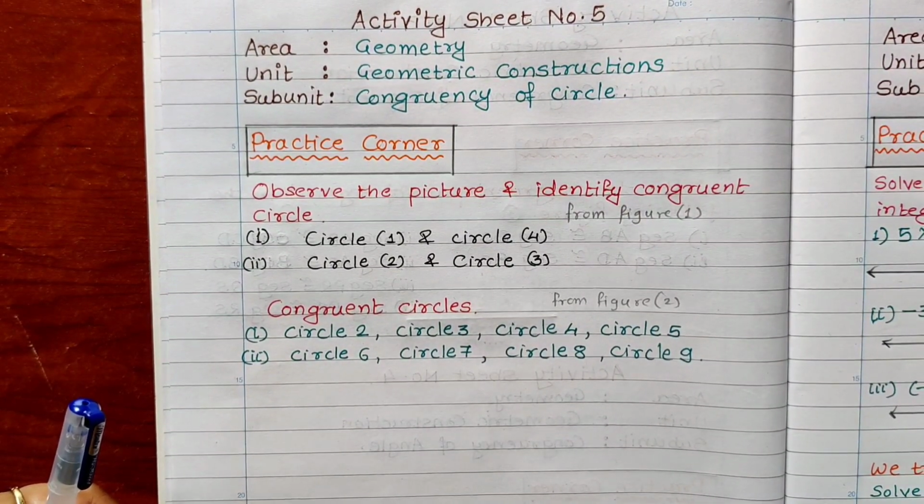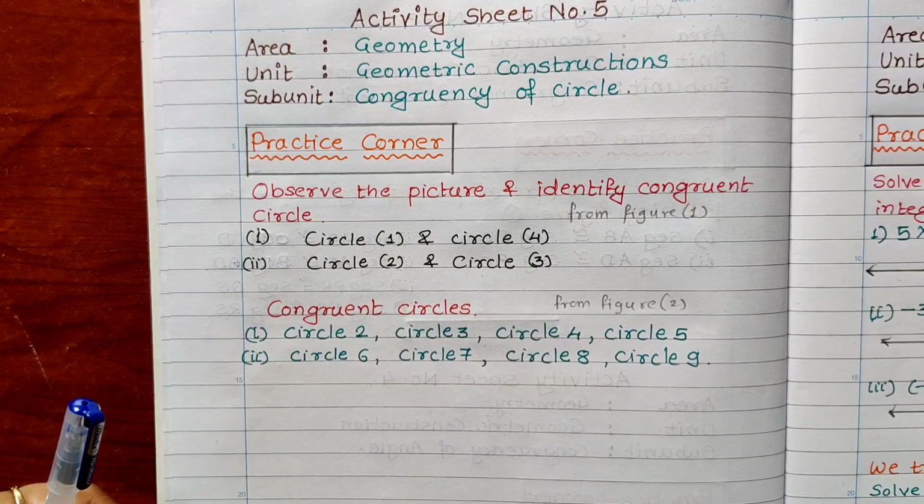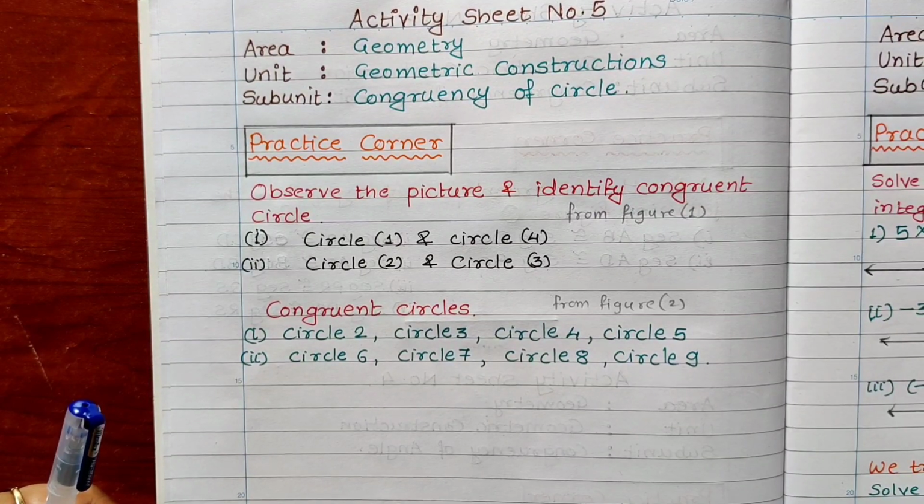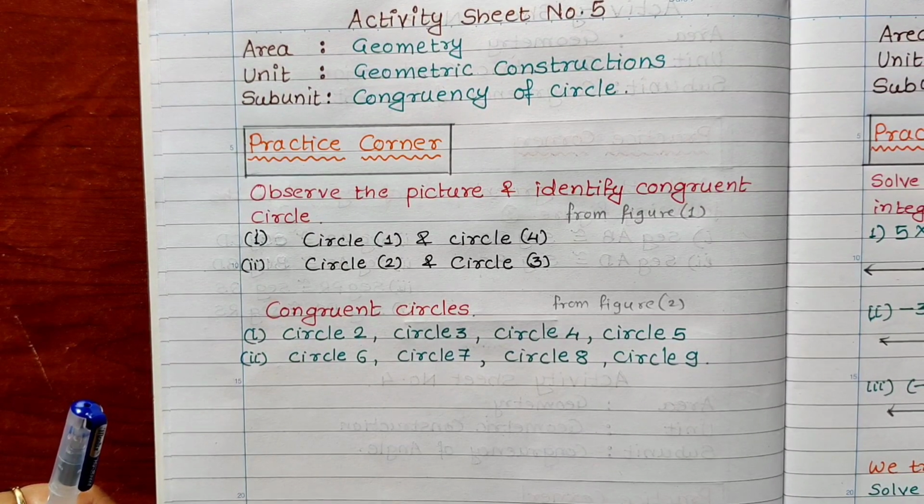So children, we have seen 5 days, day number 1 to day number 5, and we have seen what should be written in activity sheets number 1 to 5. Remaining sheets we will see in our next video.